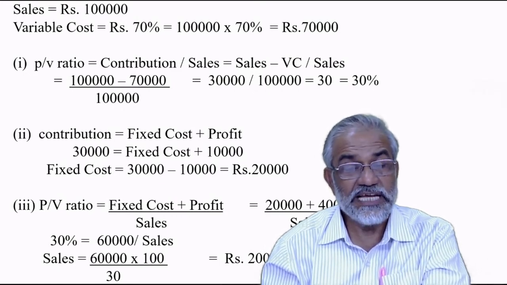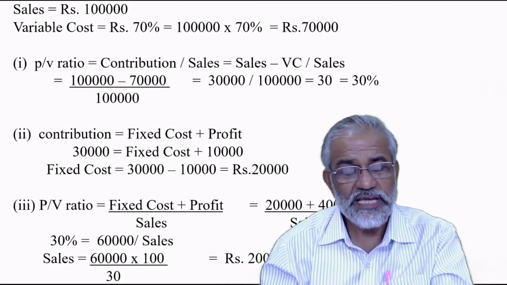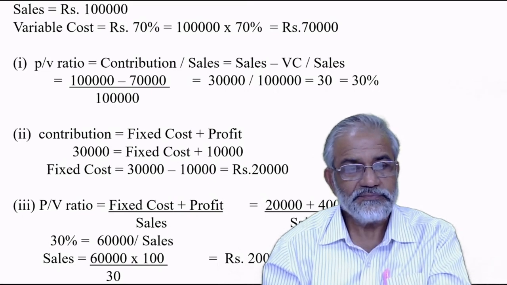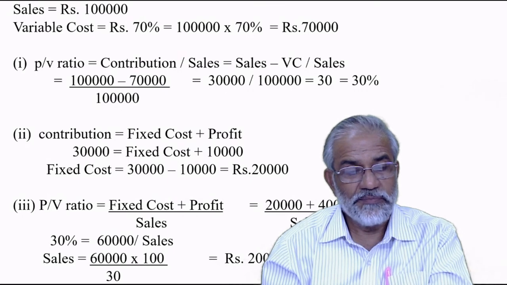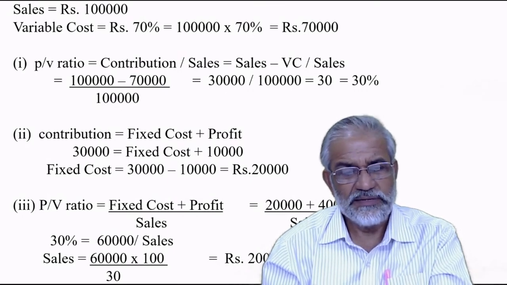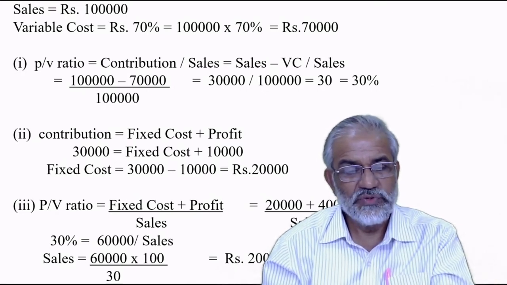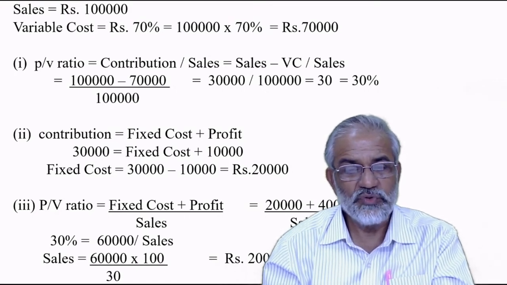The whole divided by the desired amount of profit is 40,000, as given in the question. When both the items are divided by sales, that is coming to 30%. That means 60,000 divided by sales. Sales is equal to 60,000 into 100 divided by 30. It is coming to 2 lakhs.